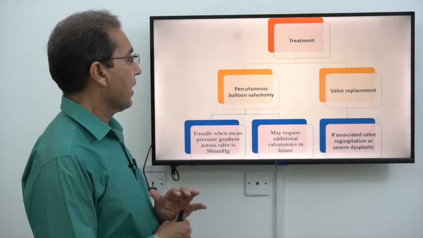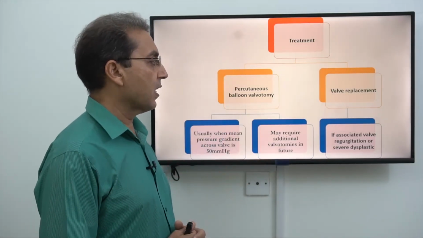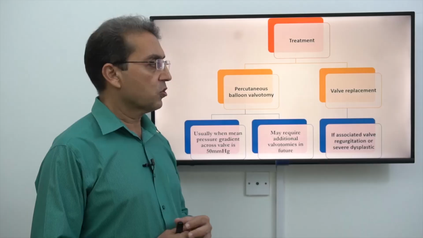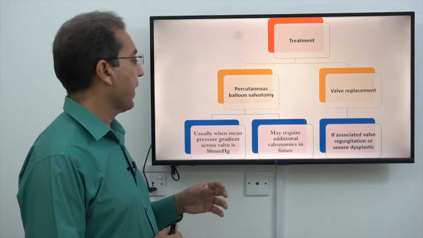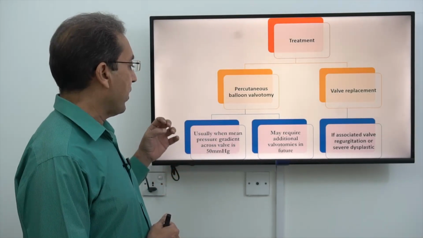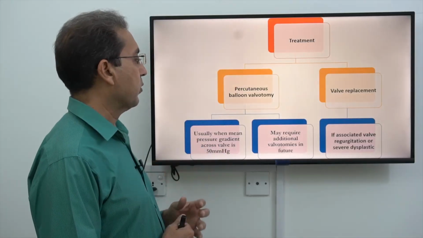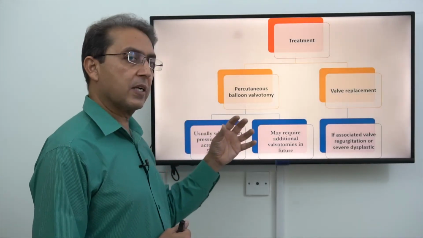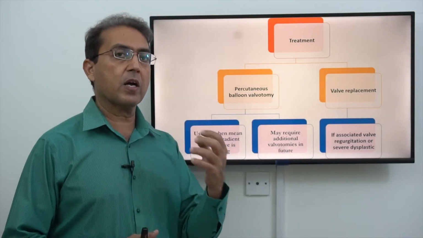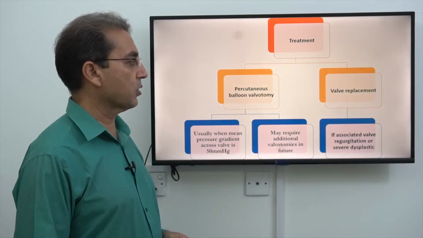Now the treatment is either percutaneous balloon valvotomy or valve replacement. Valve replacement is done if there is associated pulmonary regurgitation or if the valve is severely dysplastic. So in those conditions we go for valve replacement straight away. And if the mean pressure gradient across the valve is usually 50 millimeters or more, we can go for a percutaneous balloon valvotomy. But the problem with balloon valvotomy is that the valve tightens again, and this may produce stricture, and that may require further valvotomy. So this is the treatment option for pulmonary valve stenosis.